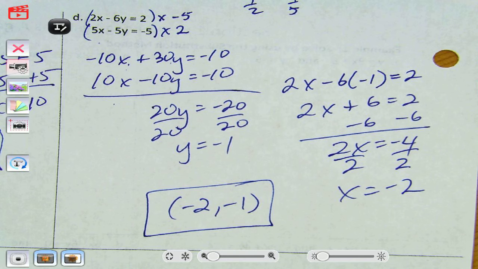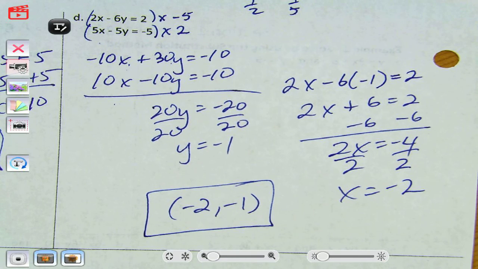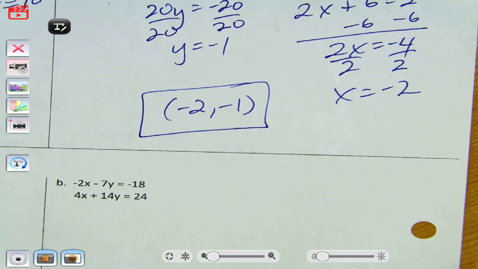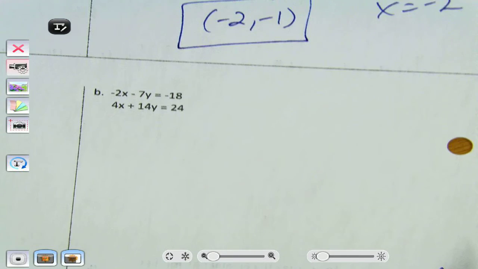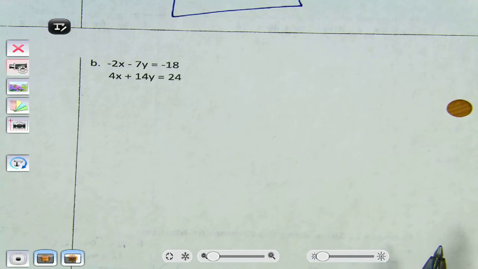Alright, one more example. Why am I doing only one more example when there's two others? Because the other one's substitution. Very good. The other one is substitution. So I'm doing example 3b. That's going to be the last one today. Example 3b. Ready? 3b. I thought you were saying 3D.